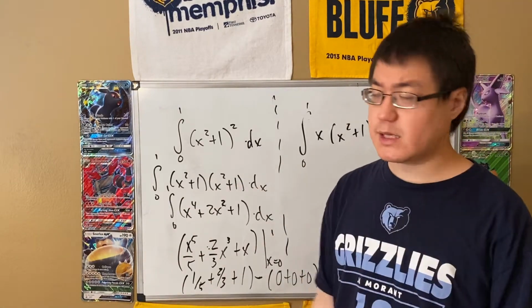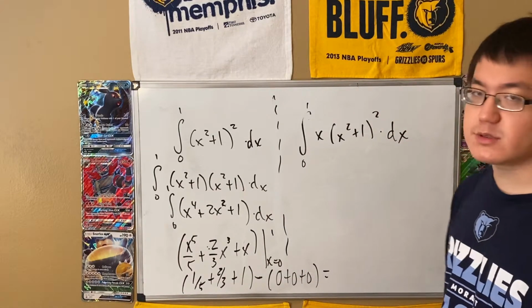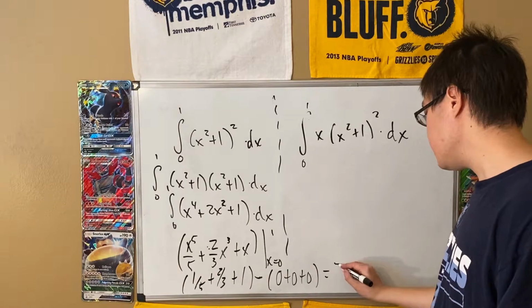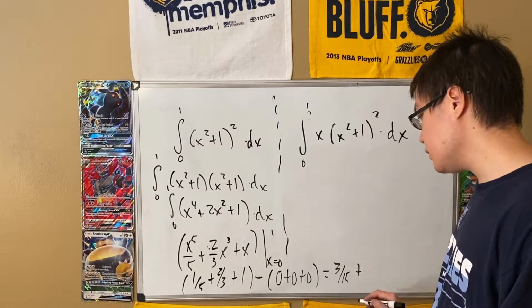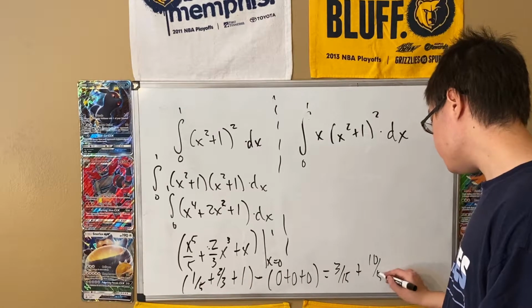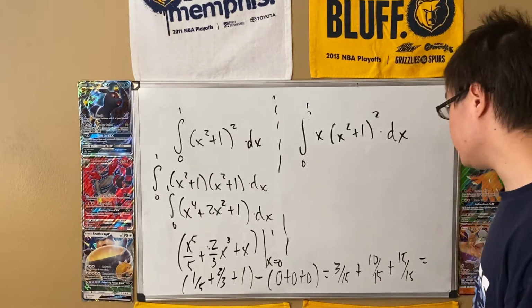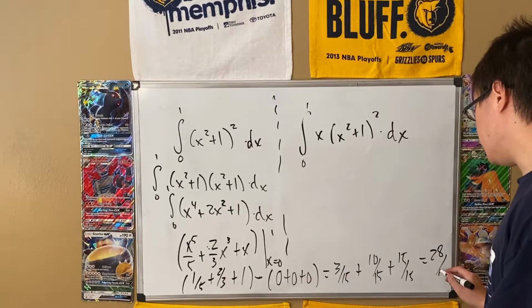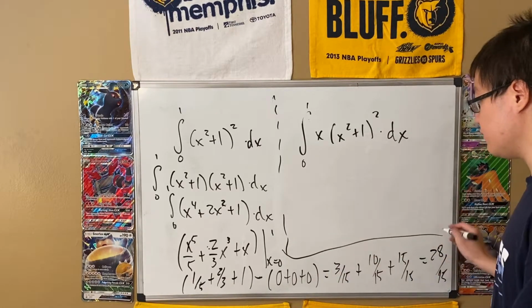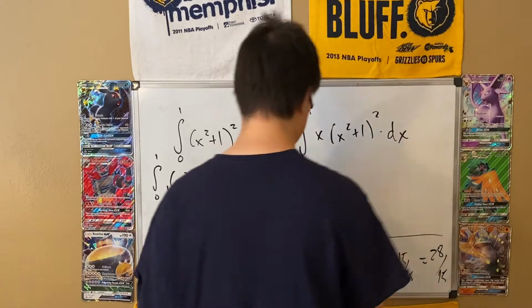Integrals are annoying because they introduce fractions, but if we use common denominators, we should be good to go. This is 3/15 plus 10/15 plus 15/15. So it looks like we have 28/15 as our answer here. This is not the most organized work I've ever done, but we're going to try to put the answer of this just within this box.